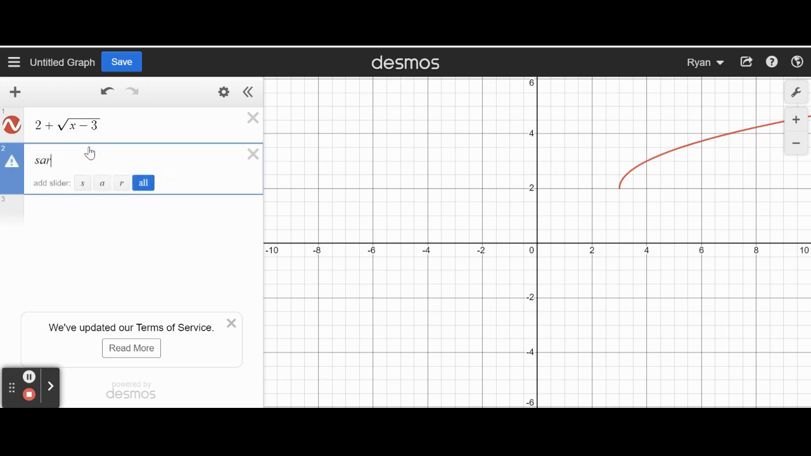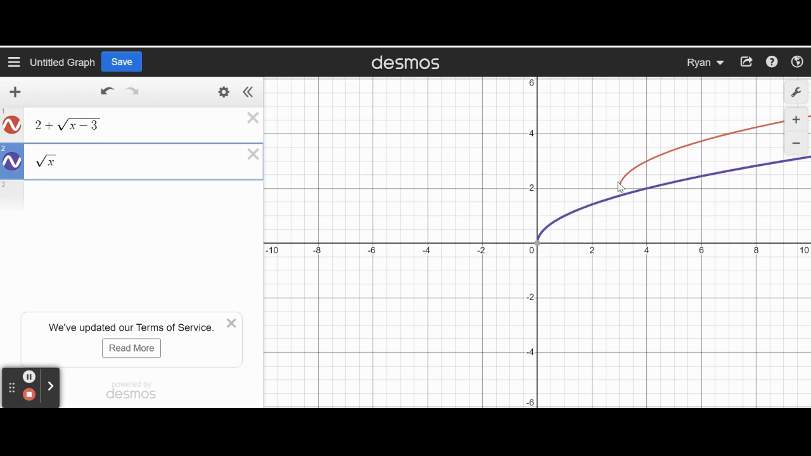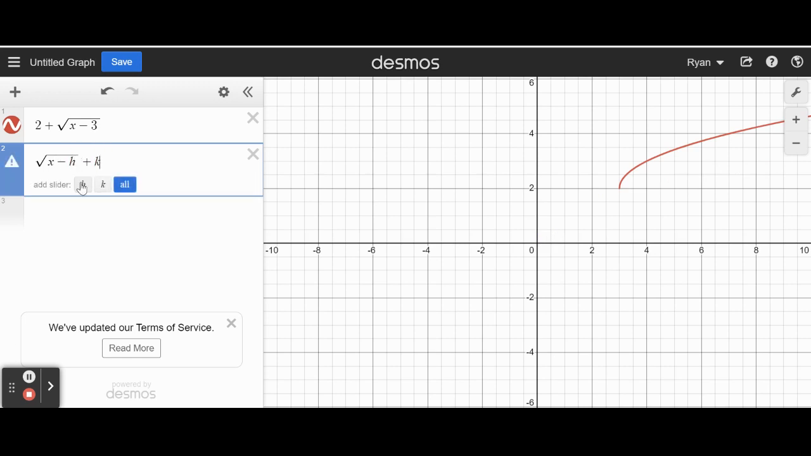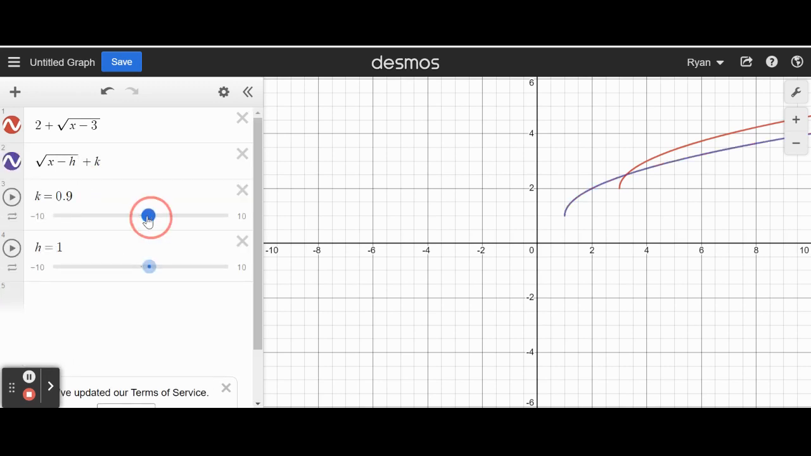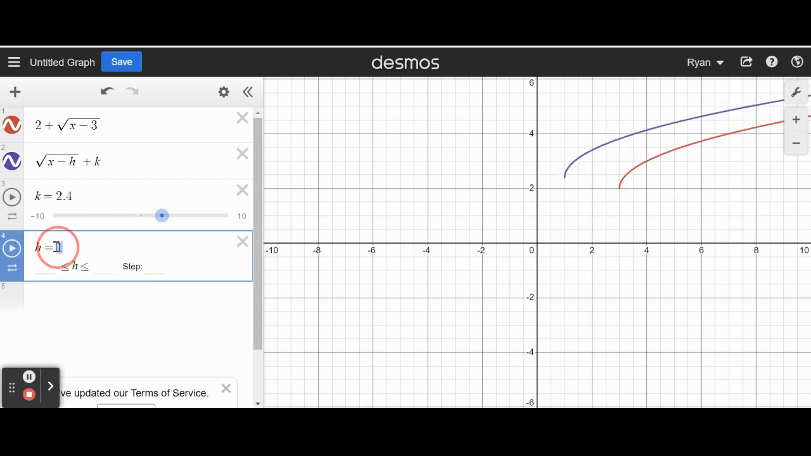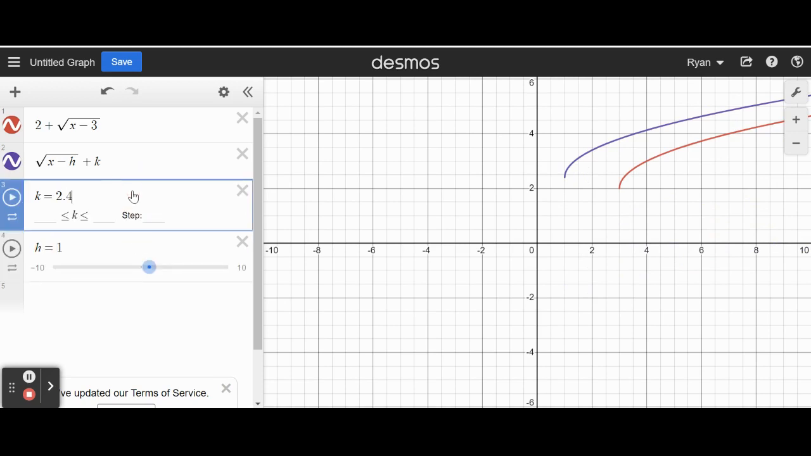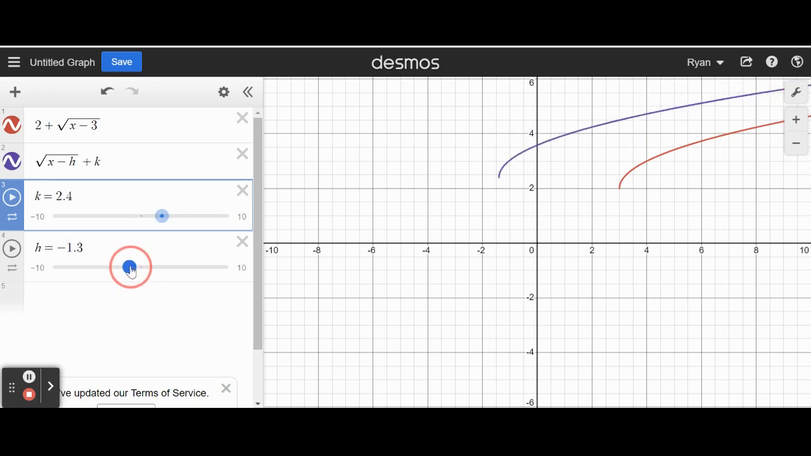So if you type in square root with x, you get that parent graph, and you can see that shifted right and up. What you can do here is actually play with Desmos and say x minus h, and on the outside plus a k value, and you can add these sliders. As we move k to a negative value, you see it go down. As you make it positive, it goes up, and as we have a positive h value here, we can see that it moved to the right, and as we have negative h values, you see it move to the left.